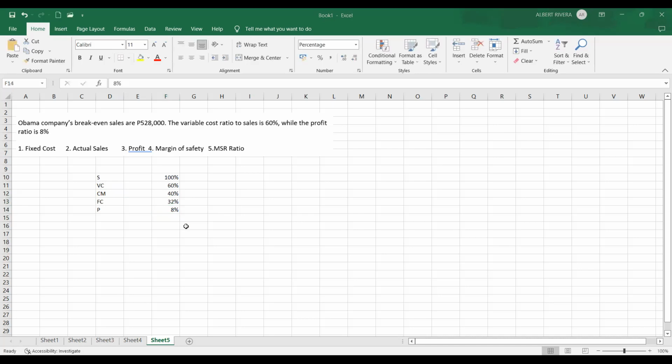Okay, so this is your break-even point, and your break-even point is just your break-even point in pesos. This is your fixed cost divided by the CM ratio. If this is your break-even sales amounting to 528,000, this was derived by using your fixed cost, which is an X amount, divided by your CM ratio of 40%.